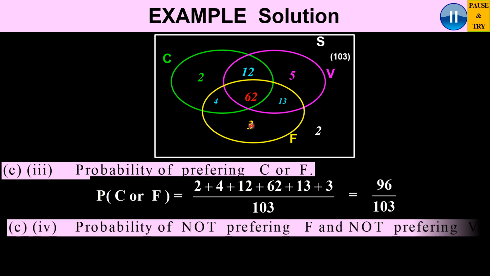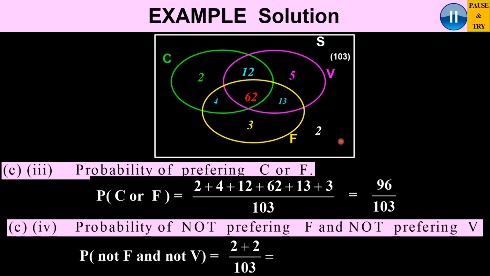And then the last one, probability of not eating fish and not eating vegetables. So be careful there. Not eating fish, so in other words, we exclude these people here. And not eating vegetables, we exclude that there. So we've excluded this and we excluded that, so we are only left with the 2 and the 2. So that answer is 2 plus 2 over 103, so that's 4 over 103.